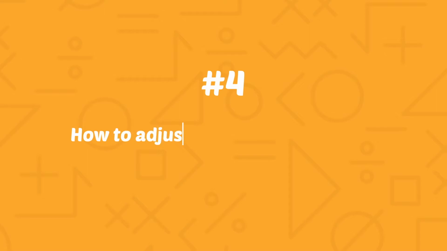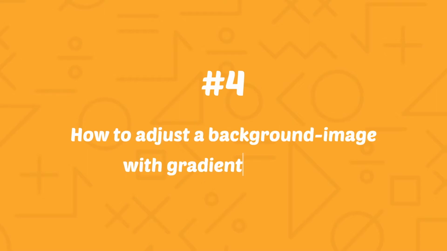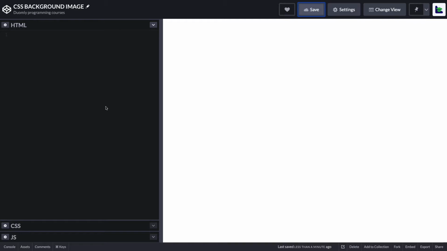And point 4 is about adjusting background image with gradient overlay. So you can use this method to adjust a background image, or you can use it to make it darker if you want to place some text on your background image and your image is too bright. I decided to show you an adjustment on the background image. So let's start from simple HTML again.